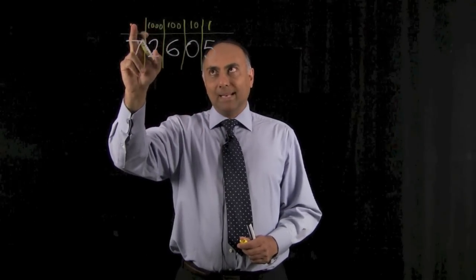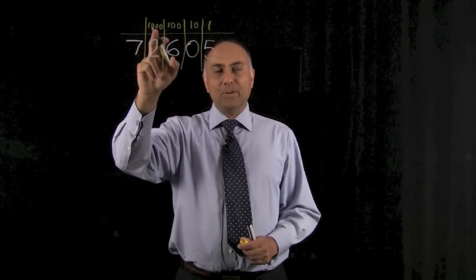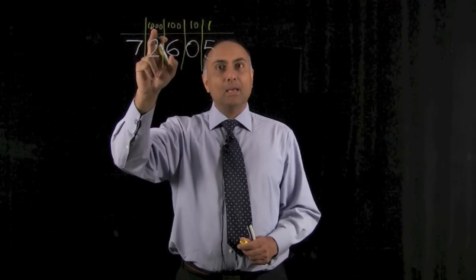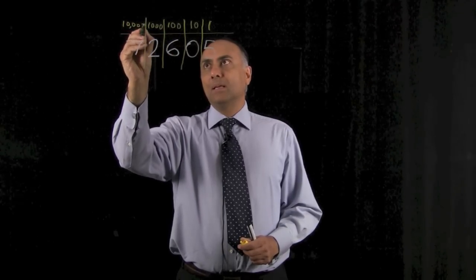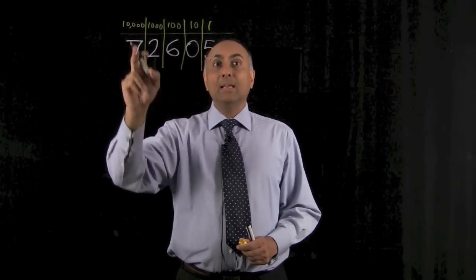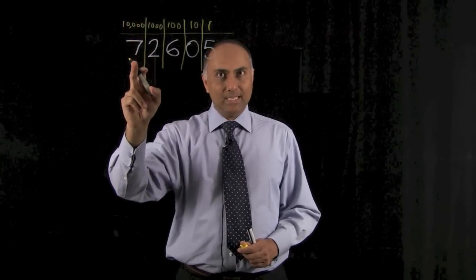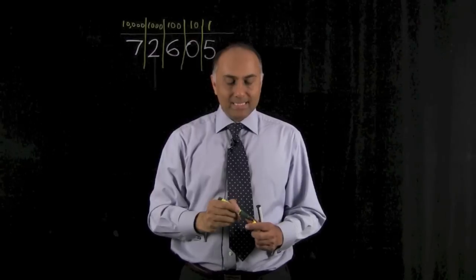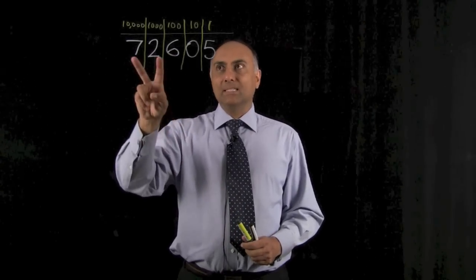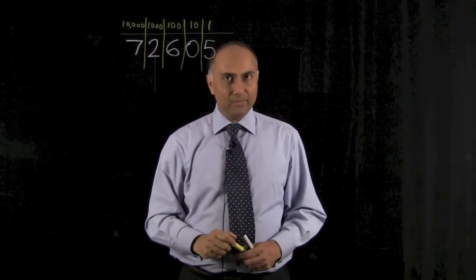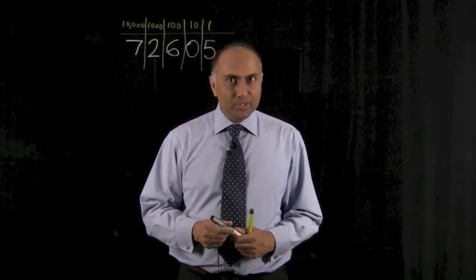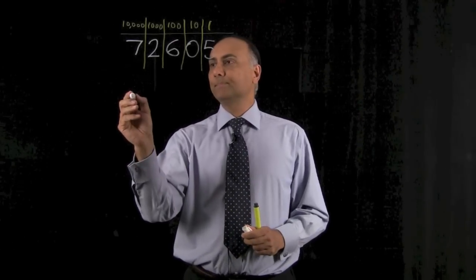Then the next column is worth 10 times the previous column, which is 10 times 1,000, which is 10,000. So in this number we have 7 10,000s, which is 70,000. So if you read this number, you'd read it as 72,605.